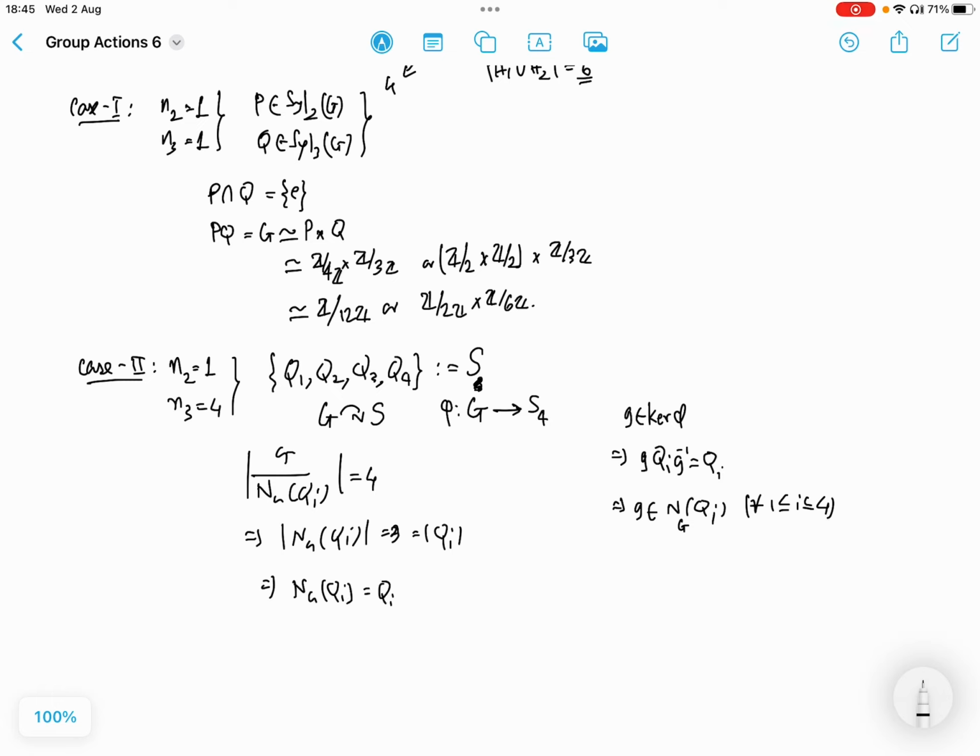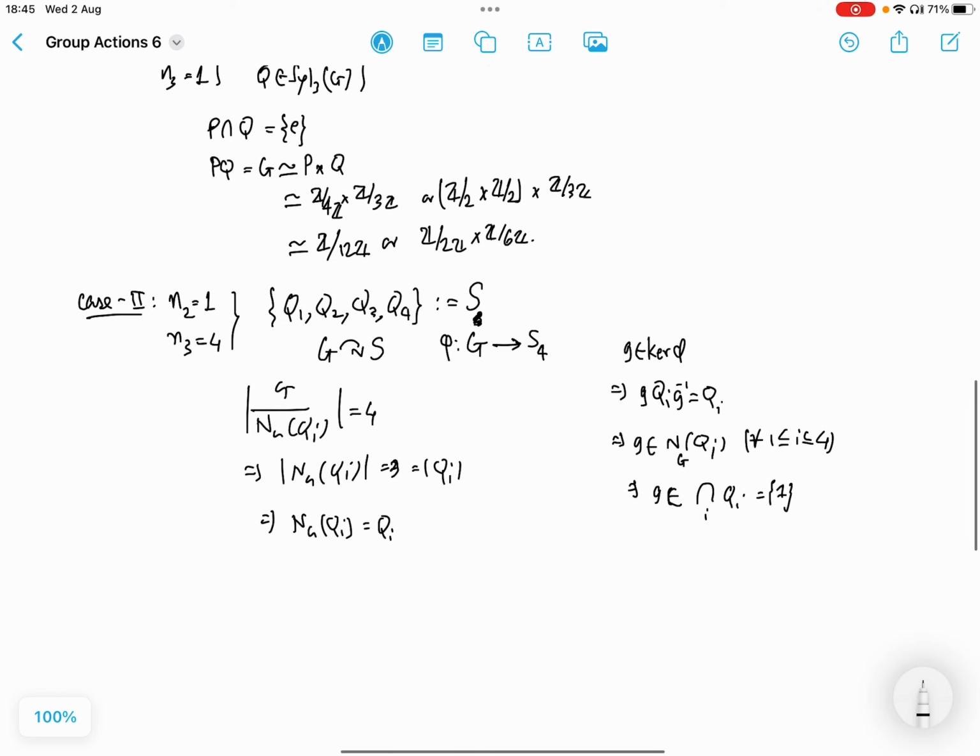So you get that g belongs to the intersection of all those Sylow subgroups, and that is just the identity element because all the Sylow subgroups intersect only at the identity. So you get that this action is actually faithful, or this homomorphism is injective. So G injects into S4.